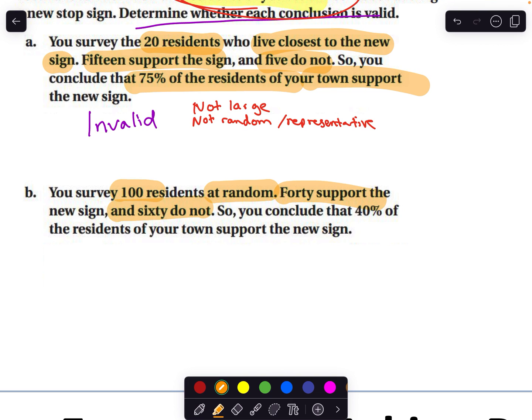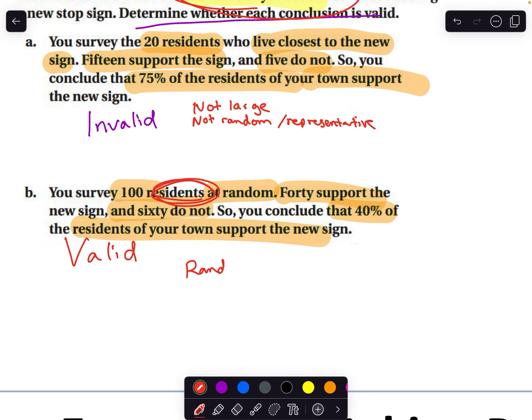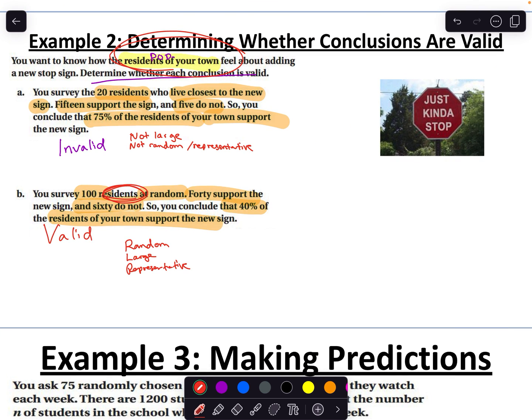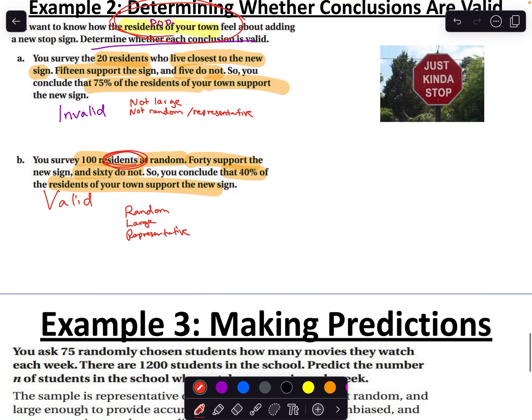Okay, so then down here, it says you survey 100 residents at random. 40 support the sign, 60 do not. So you say, okay, 40% support the sign. This one would be valid because if we're trying to make a statement about the whole town, we want to talk to people across the town, like the residents at random across the town. So if we talk to the residents at random, then obviously that's random. 100 would be large, and it would be representative because it's not just the people who live right by the sign, it's people on the other side of town, people who live close to where the sign's going to be, all kinds of people. So that would be a good group of people to talk to.